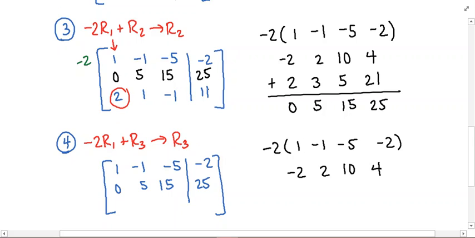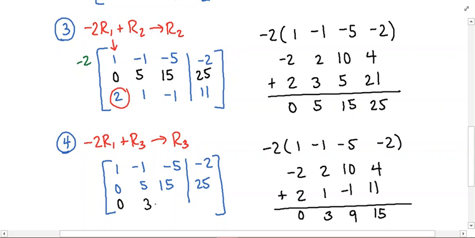Go to the previous matrix and get row 3. Okay, add. You're going to get 0, 3, 9, and 15. Okay, there's your new third row. All right, we are done with the first column. So now we can move on and start working in the second column.